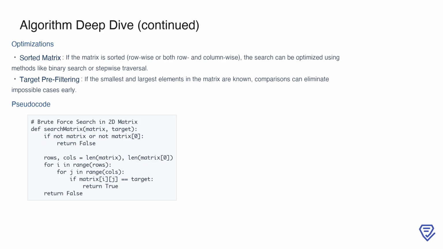Finally, the brute force approach can be expressed in pseudocode. This simple implementation begins by checking if the matrix is empty. If it's not, we iterate over the rows and columns, comparing each element with the target. If a match is found, we return true, otherwise, we return false after all elements have been checked. While straightforward, this approach can be improved with the optimizations discussed for sorted matrices.